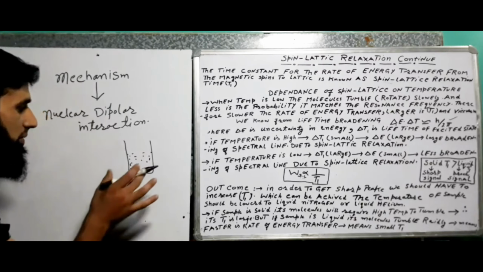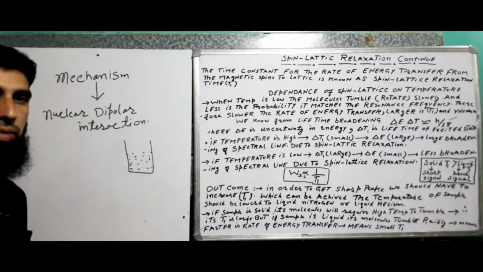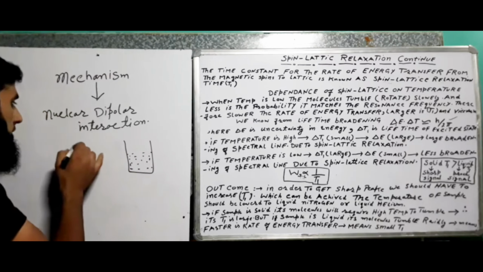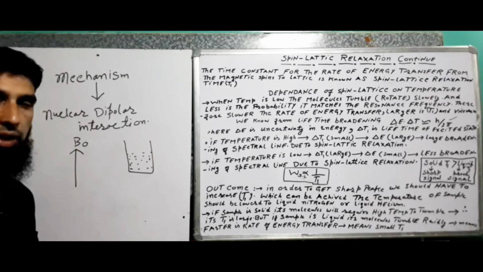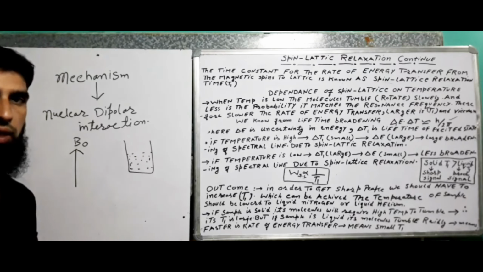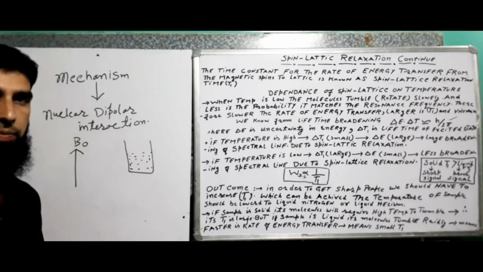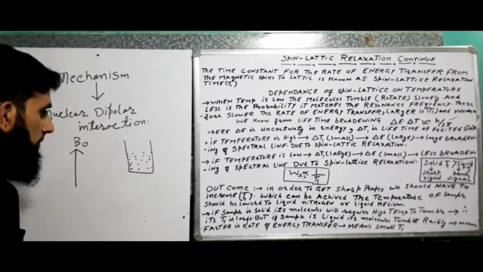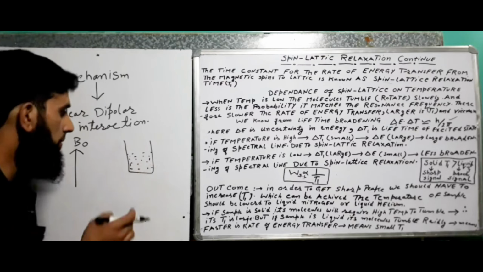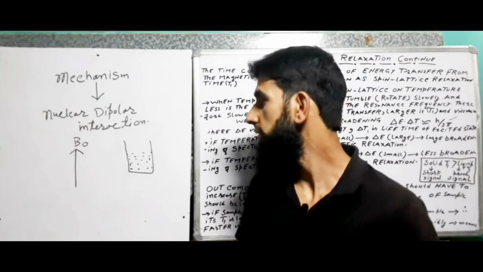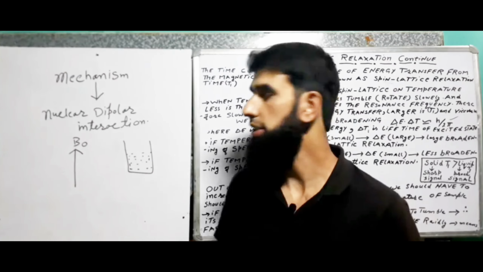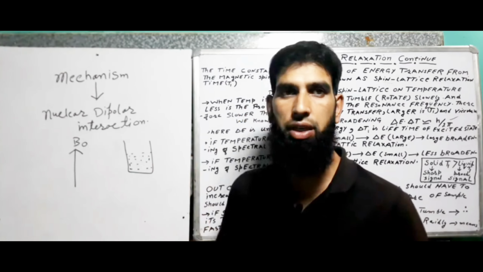When we expose this sample to the external magnetic field, B0, as per Maxwell, the molecules are never at rest. They are continuously in random motion. Some are moving in one direction and some in a different direction. The same logic applies here: these molecules in the sample tube cannot be at rest. Some are in one direction, some in another.